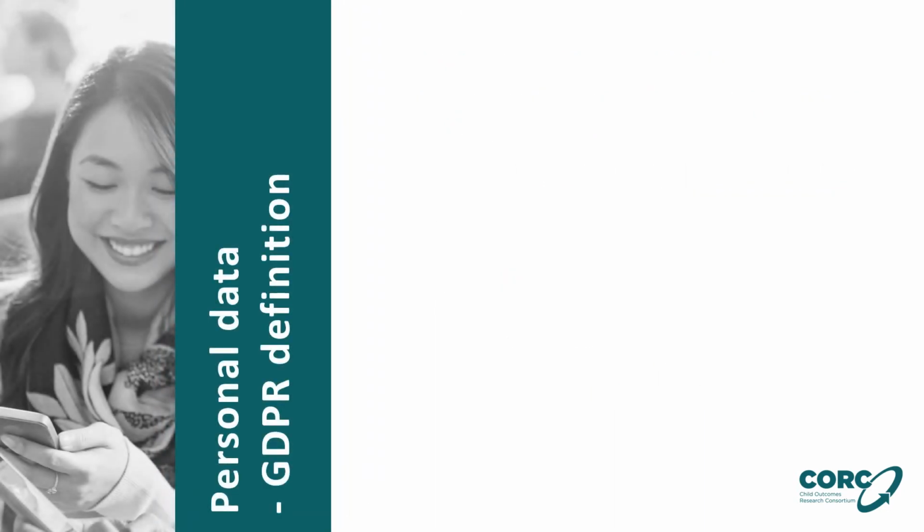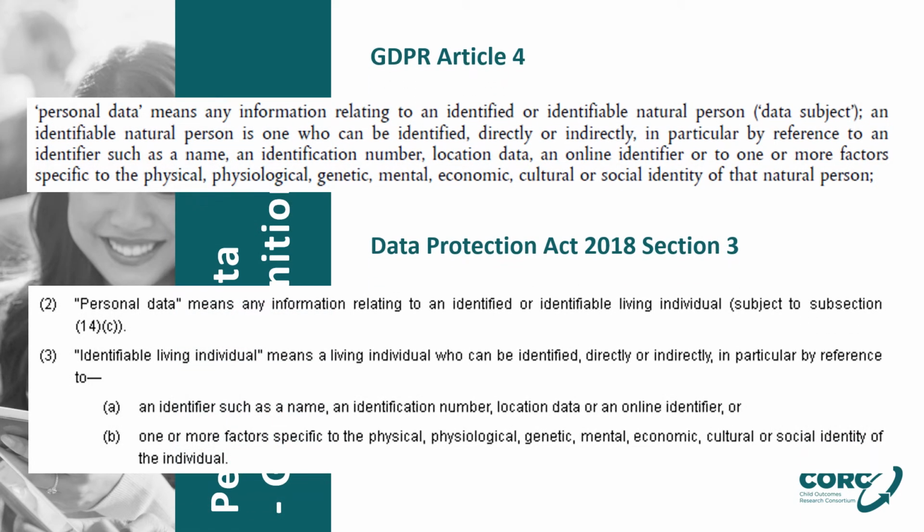We now turn to the definition of personal data, which is a fundamental concept in data protection regulation. The GDPR and UK Data Protection Act use personal data to describe any information relating to an identified or identifiable natural person, where an identifiable person is one who can be identified directly or indirectly. Natural person just means a human being as opposed to a company, which may sometimes be referred to as a legal person. One way of understanding the definition of personal data is to break it down into two steps.